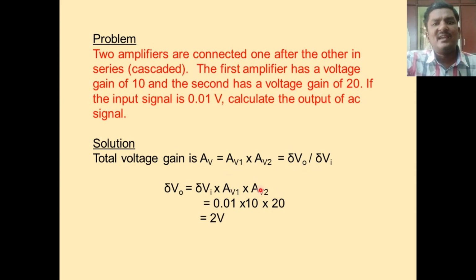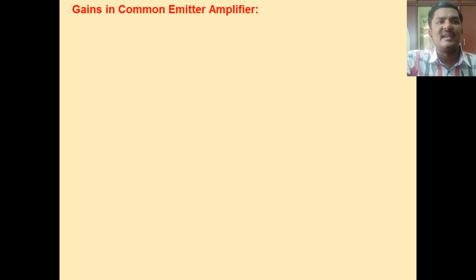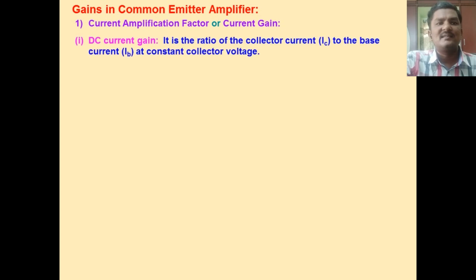Once again, for our noting purpose, I am giving the gains in common emitter configuration, common emitter amplifier. Once again I summarize all these: current gain, voltage gain. Here a new parameter, Gm. I will explain that.